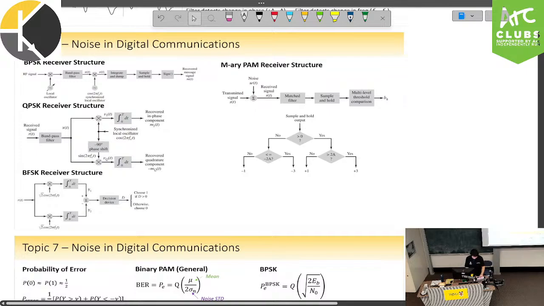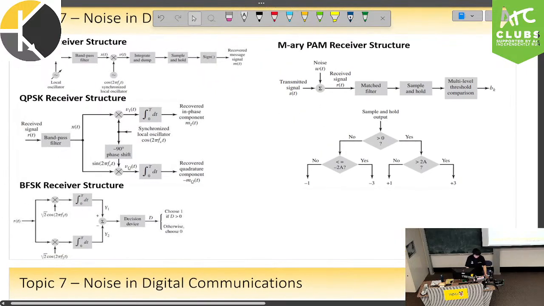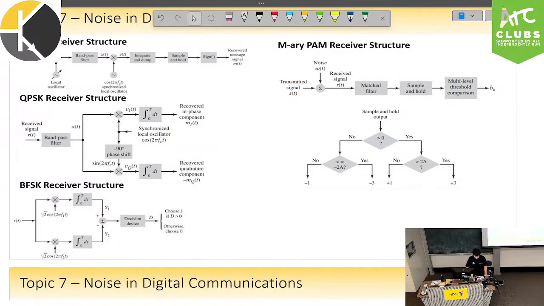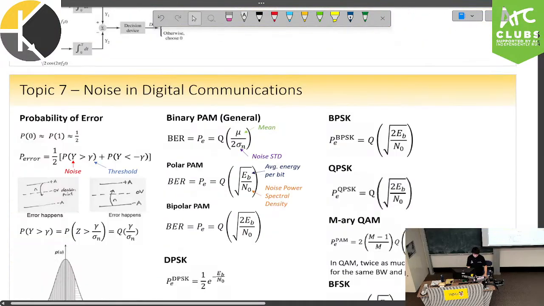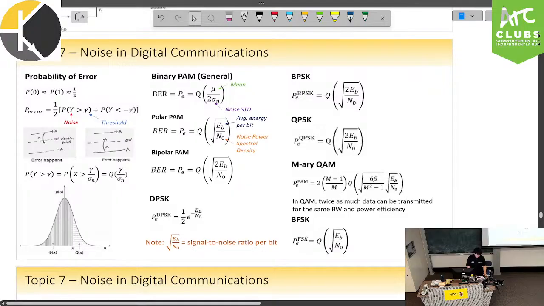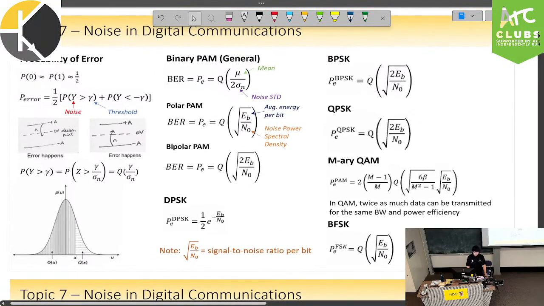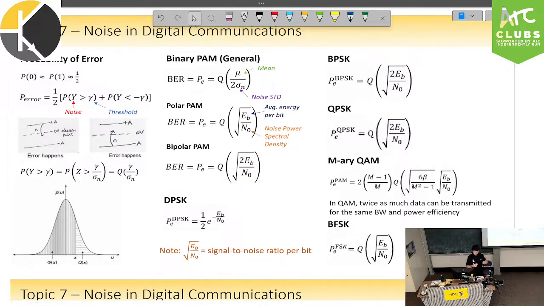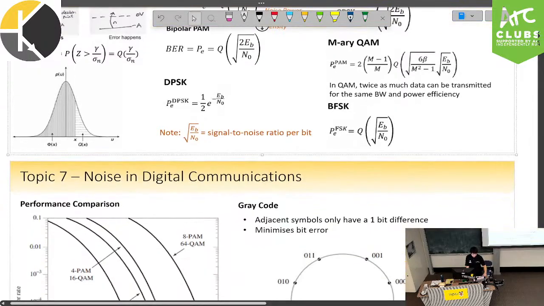Here we have the receiver structures. There's really not too much to them. Once again, you multiply by your respective modulators, and then you integrate and dump sometimes. It's not too much to talk about here. Probability of error, as we mentioned, we want to turn it into almost a z-score table, but we like using Q, because we're talking about thresholds being bounced upwards. And we see that there's a ton of different formulas for each of these.